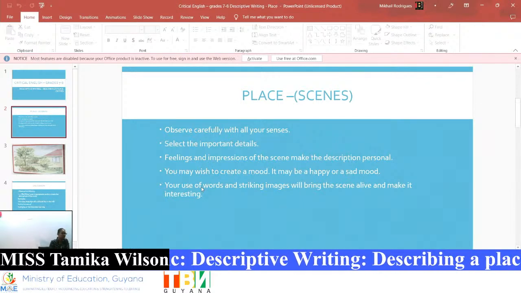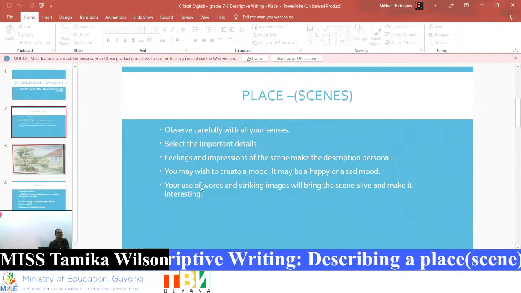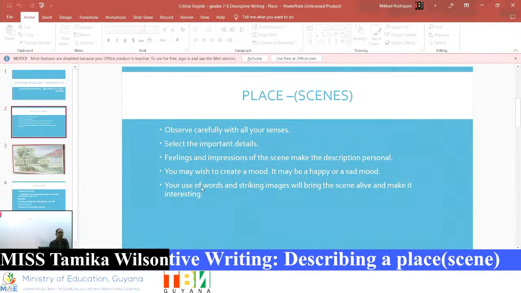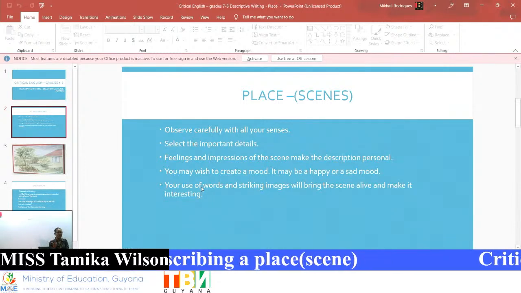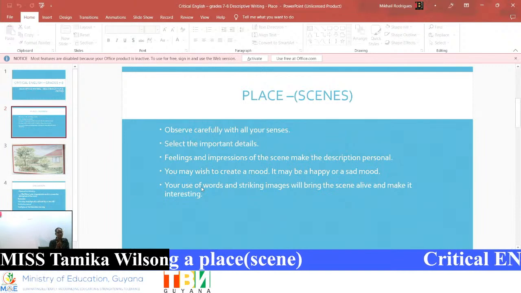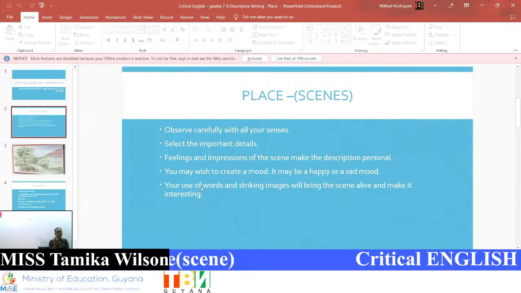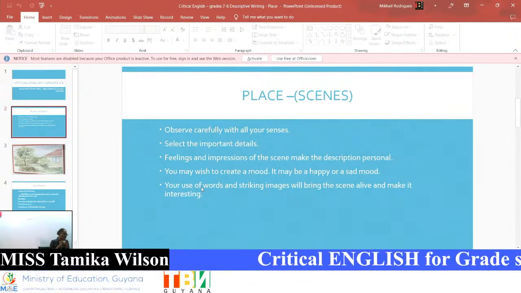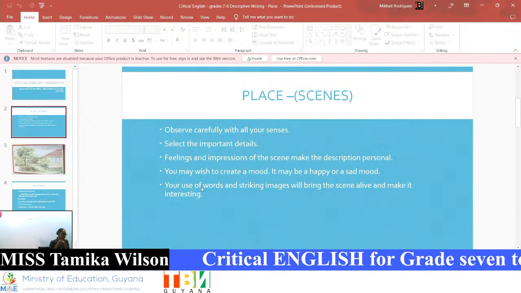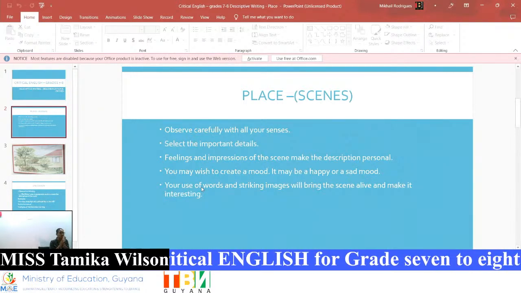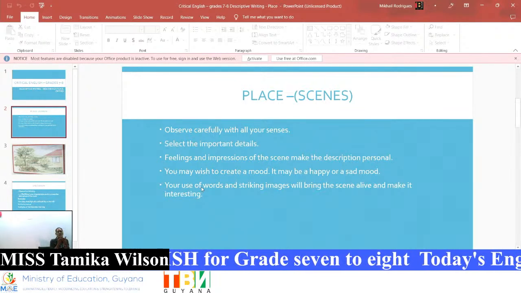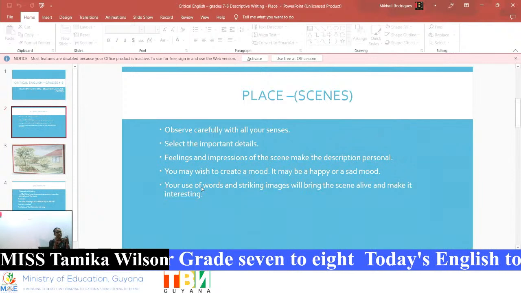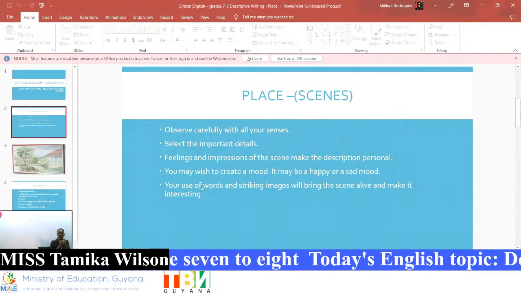So you've got to observe carefully your details and then select the important details. Because I'm using predominantly the sense of sight, everything becomes relevant in this instance in my description, because that will help to give my description body. And then feelings and impressions of the scene make the description personal. What do I want my readers or my viewers to feel? I want them to get a sense of what I'm experiencing in the studio.